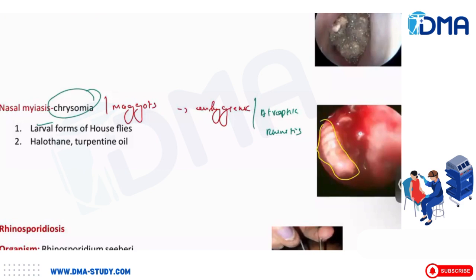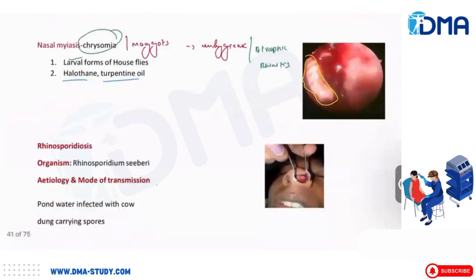So this larval form will be present inside the nose and it will eat all the tissues and will cause a lot of nuisance. In that patient, you should be using halothane or turpentine oil. Halothane or turpentine oil. Okay, fine.